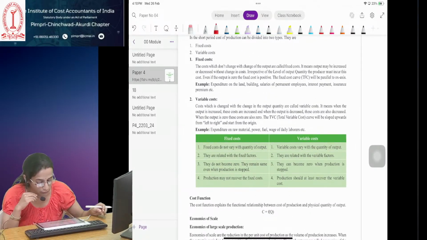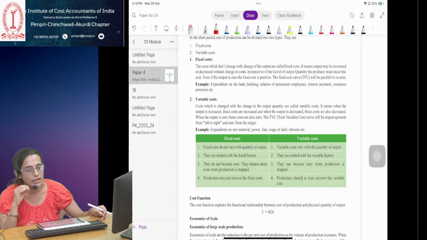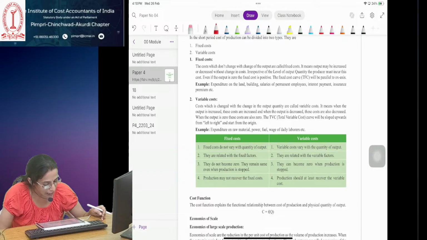Fixed cost. The costs which don't change with the change in the output are called fixed costs. The name only suggests it, right? It is fixed. It means output may be increased or decreased without change in cost. Irrespective of the level of output quantity, the producer may incur these costs.